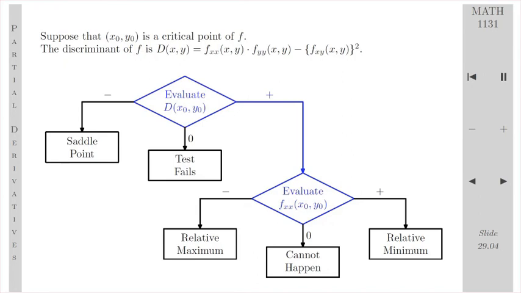You can also look at fyy. It turns out they will have the same sign at the point (x0, y0). If fxx is negative, then you have a relative maximum. If it's positive, you have a relative minimum.